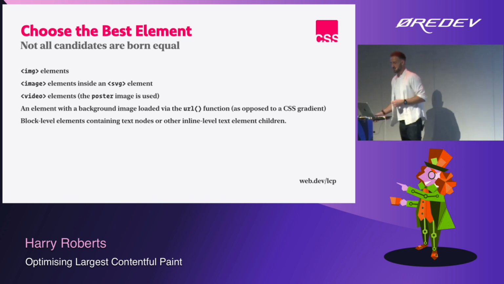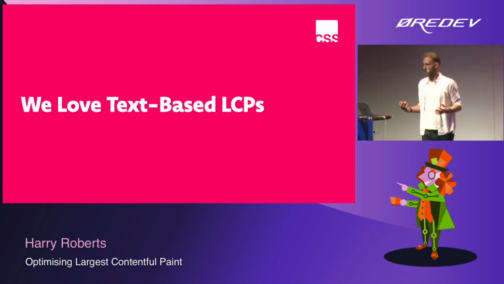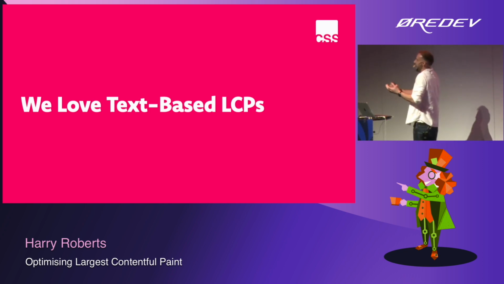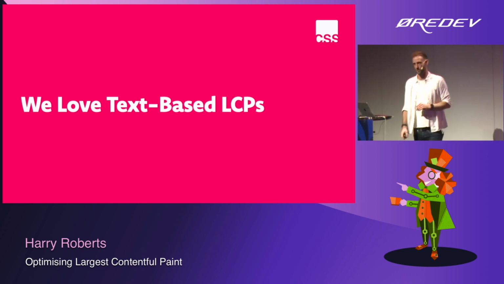The very first thing to know is that text-based LCPs are always going to be faster. If you can make sure your LCP is a piece of text, you're guaranteed to be faster than any image. Text is faster than images. We know that, right? On the web, text is faster than images.